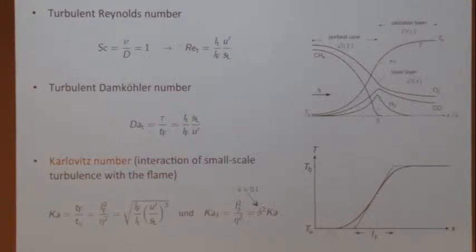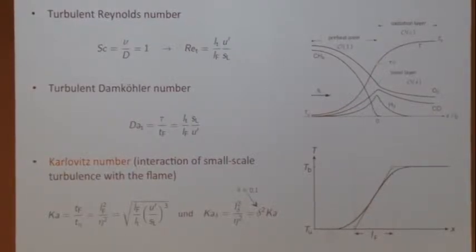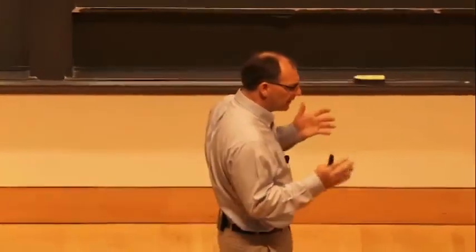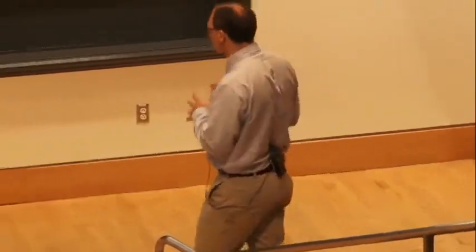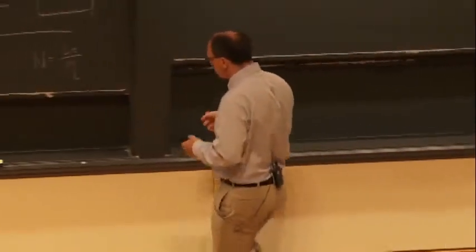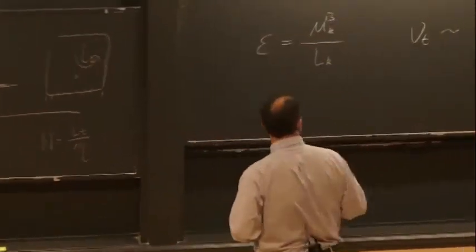For non-premixed combustion, for premixed combustion, the Damköhler number is not that relevant because really the interaction of the large scale of the turbulence and the small scale, it has some relevance, but not so much for the actual physics of how these interact. What's more important is how the small scales interact with the flame. And you can easily see why that is.